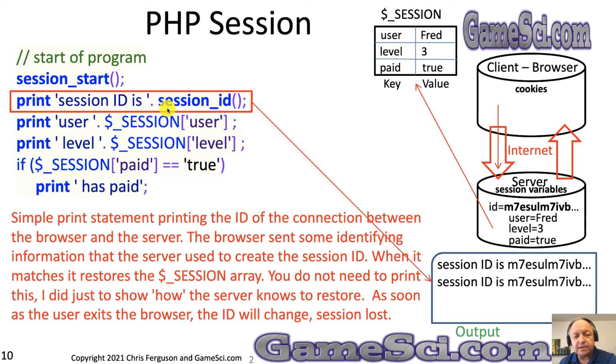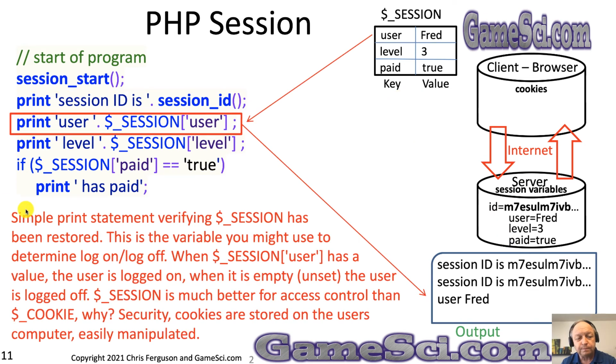Print "session ID is", and then call the session_id function. A simple print statement printing the ID of the connection between the browser and the server. The browser sent some identifying information that the server used to create the session ID. When it matches, it will restore the $_SESSION array. You do not need to print this, I just did it to show you how the server knows to restore. As soon as a user exits the browser, the ID will change and the session will be lost. But as long as the same browser keeps contacting the same server, it will restore these session variables.